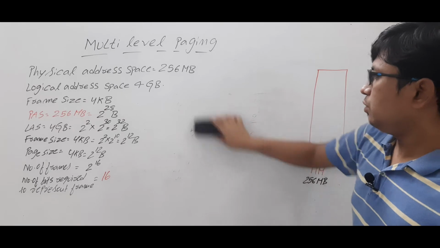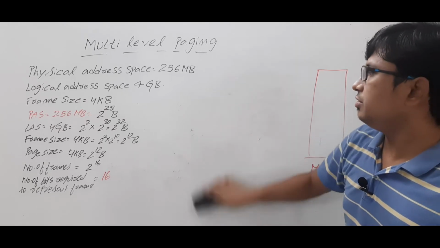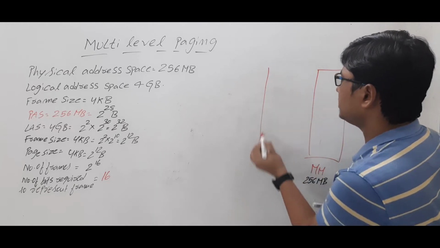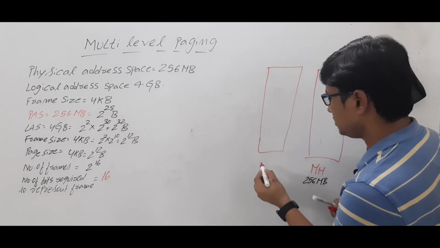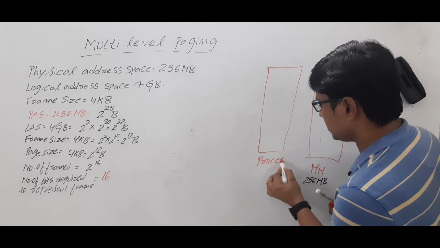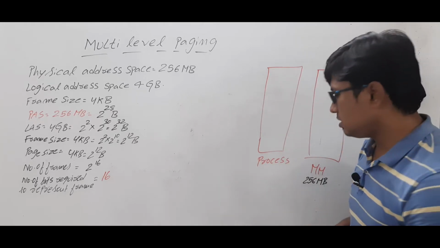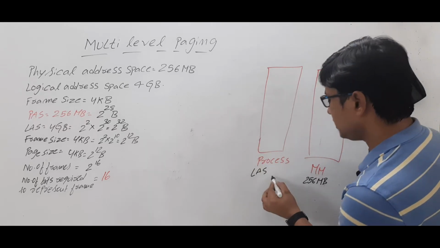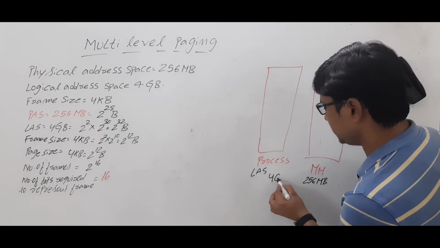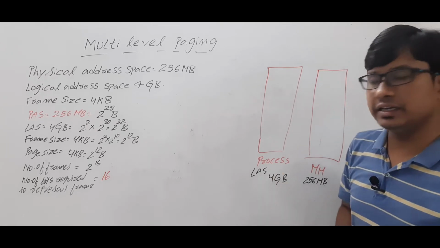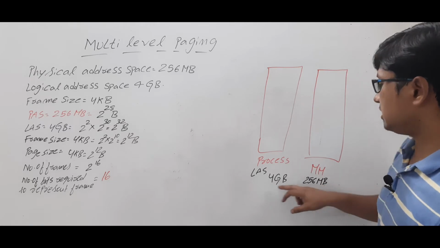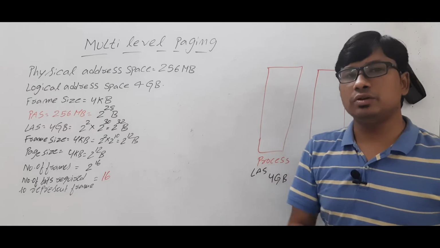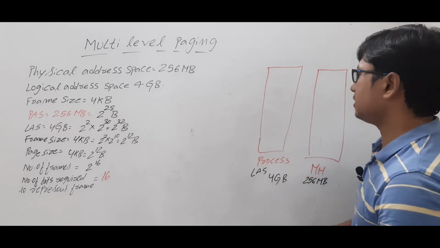Now we will divide the logical address space into pages. The logical address space, or the process, can also be called the process size or virtual address space. So how much is it? 4 GB. Look here, the main memory size is smaller than the process size, so we will use the virtual memory concept to execute this process. Is it clear? Are you able to understand?